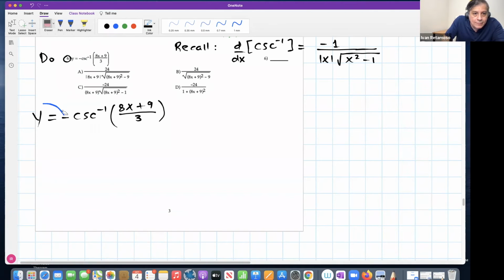So instead, focus on getting the derivative of this composite function. Outside function, cosecant inverse. Inside function, (8x plus 9) over 3. So 8x plus 9 over 3. Right? So try, guys. The negative again comes out. Figure out the derivative, y prime or dy/dx.